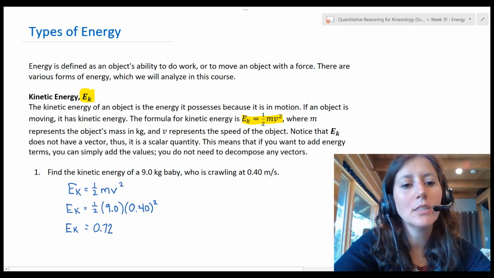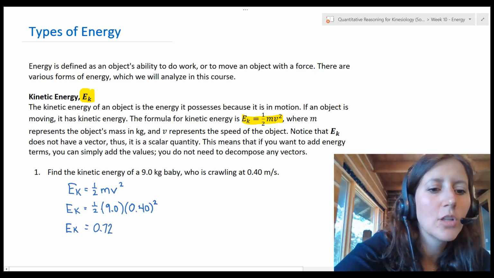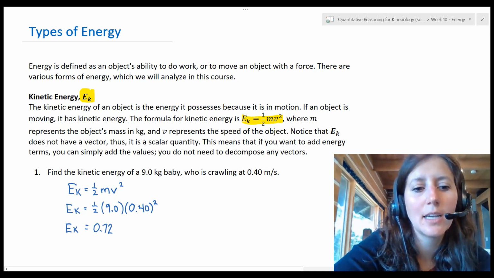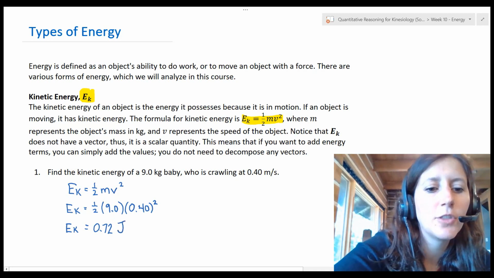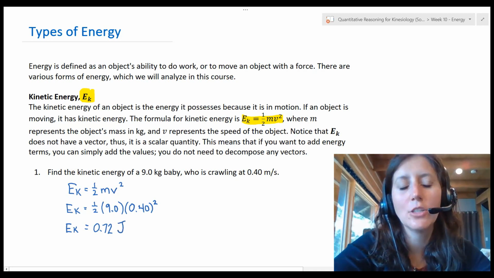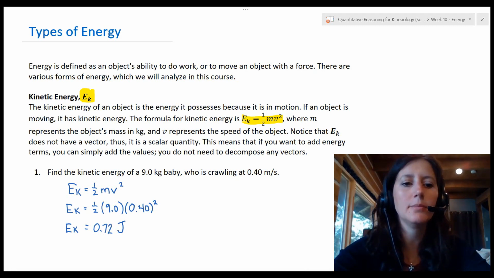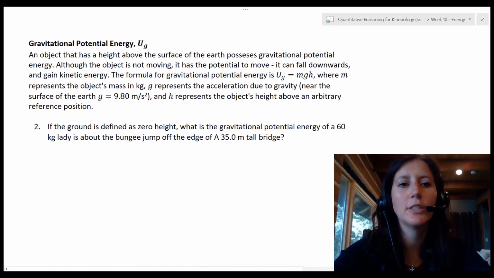Now the SI unit for energy, no matter which type of energy, is the joule. So as long as your units that you put in for mass and for velocity were in SI units, then for energy you're going to have joules. So that's why you want to make sure if the units were not given to you as SI units, you need to convert them first before you sub them into the equation. All right, let's move on to gravitational potential energy.